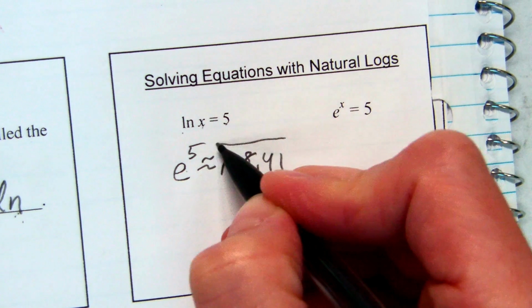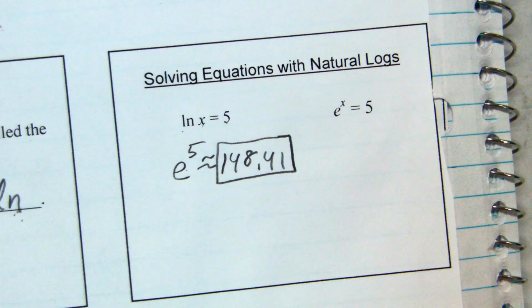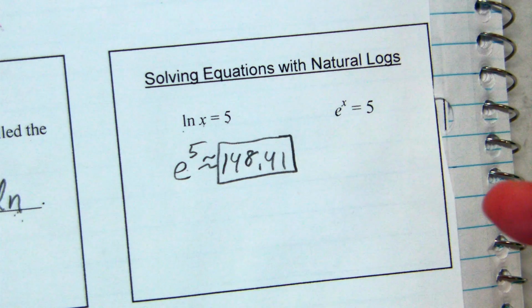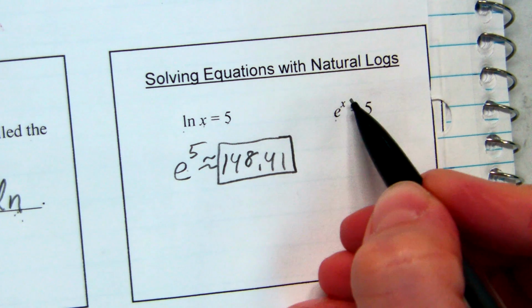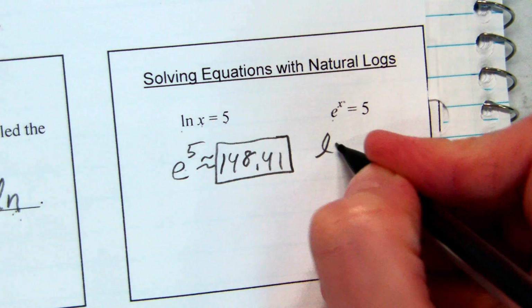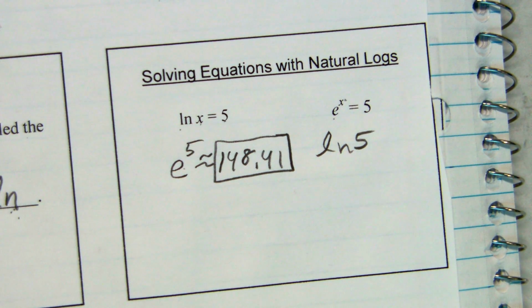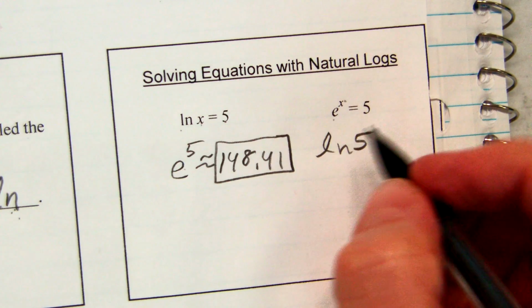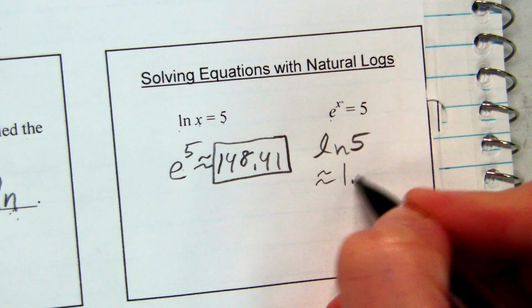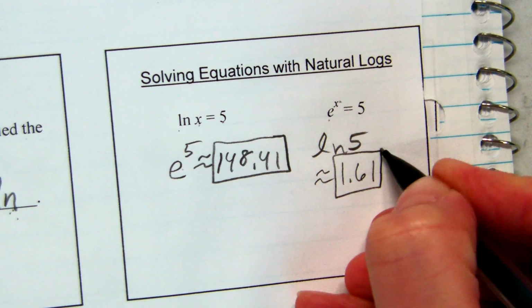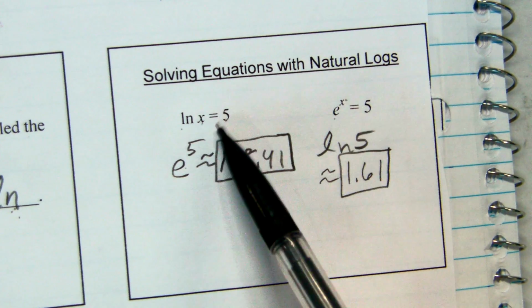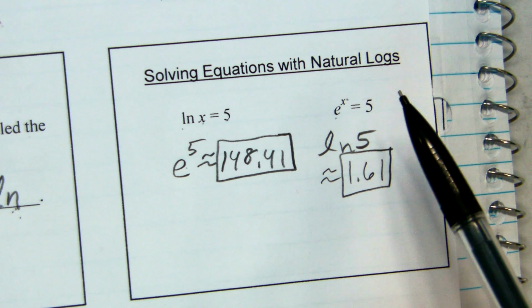148.41, and so on. I'm just using 2 decimal places. I think on the worksheet it may ask for 3. If I have e to the x power equals 5, you just go ln of 5. Ln of 5, and we get about 1.61. So these are giving us some shortcuts to rearrange some simple equations.